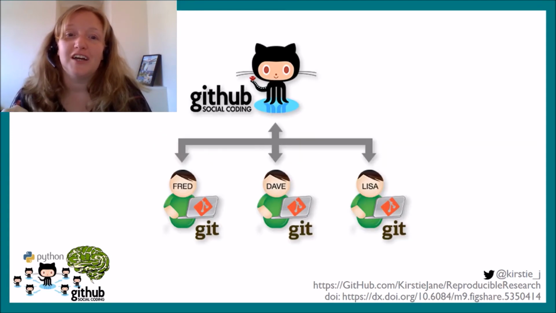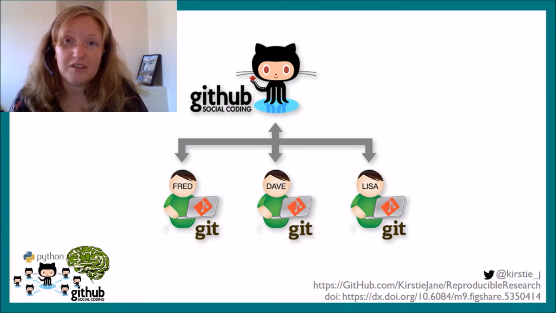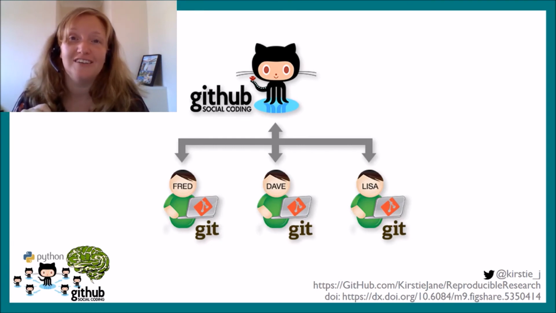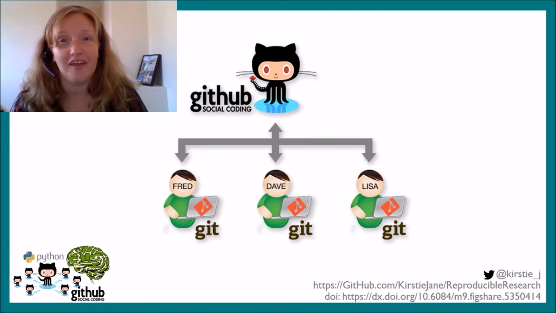So this figure shows Fred, Dave, and Lisa, who are all working on their individual laptops using Git. And Git is their version control software. It's allowing them to commit changes and timestamp those. It allows them to go between different changes, and it allows them to revert back or go forwards and keep track of everything that they are editing.